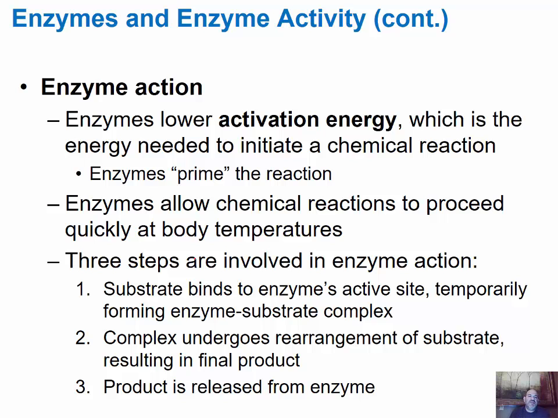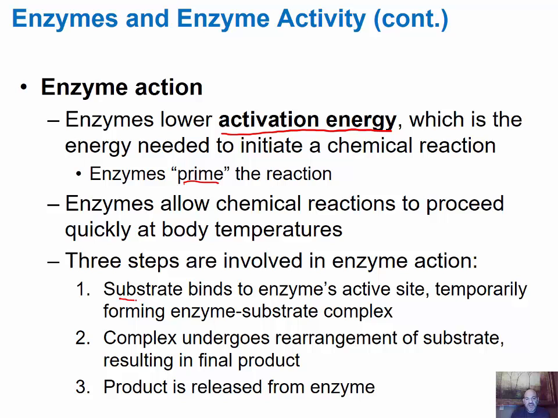So how does the enzyme action work? The enzyme is going to lower, I mentioned this earlier, activation energy, which is the energy needed to initiate a chemical reaction. So what enzymes actually do is prime the reaction, allowing it to happen. Enzymes allow chemical reactions to proceed quickly at our normal body temperatures. There are 3 steps involved in enzyme action.